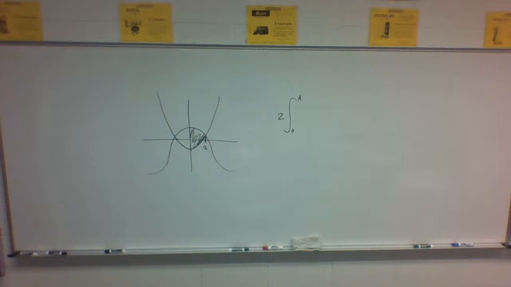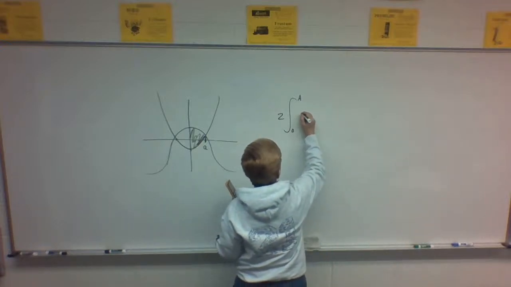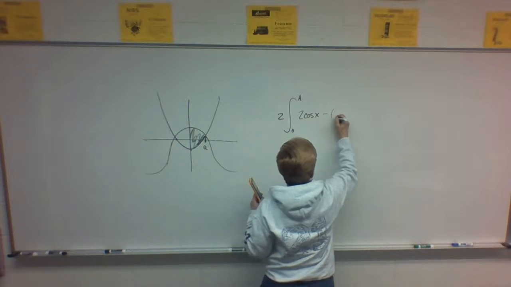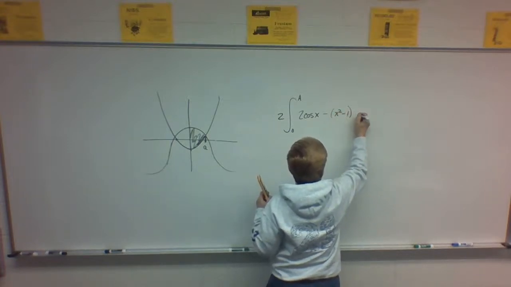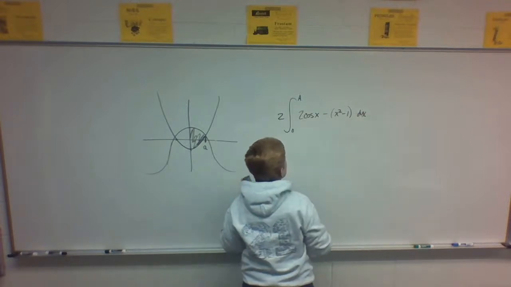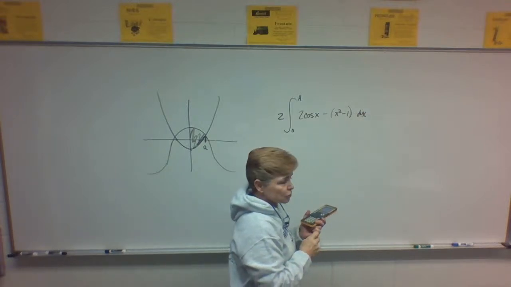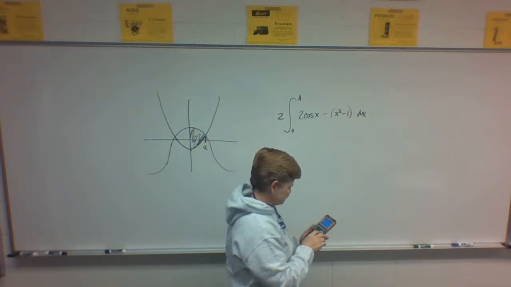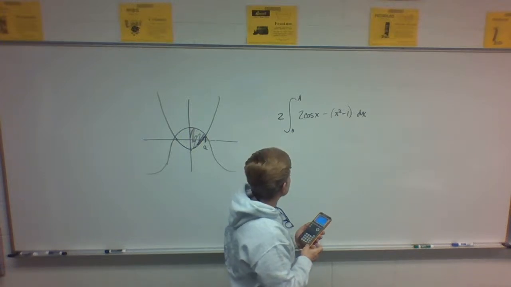Okay, so I'm going to integrate the cosine, or 2 cosine x, minus the parabola, which is x squared minus 1, dx. I'm going to integrate that from 0 to a, and I double it. That's what I'm doing personally. So I go to the math 9 and start filling in those details.